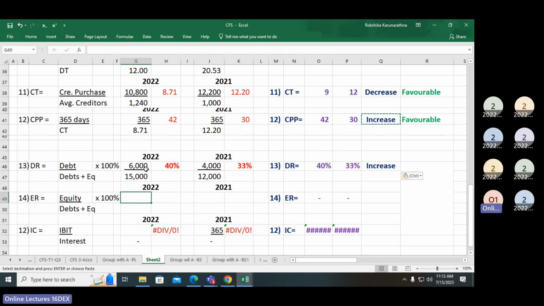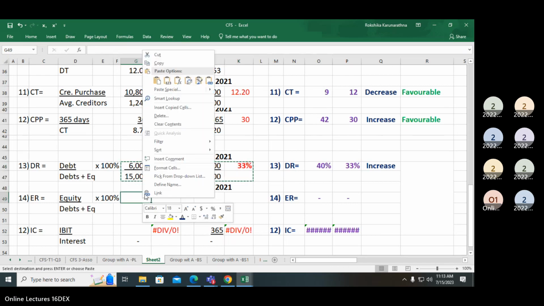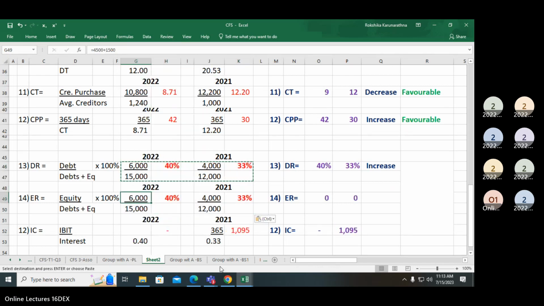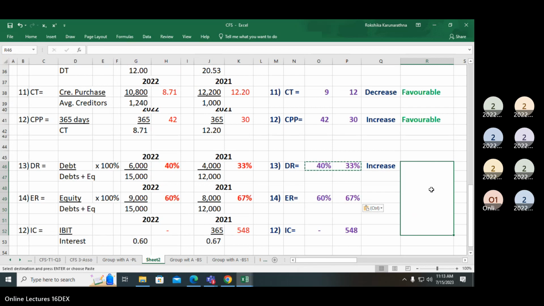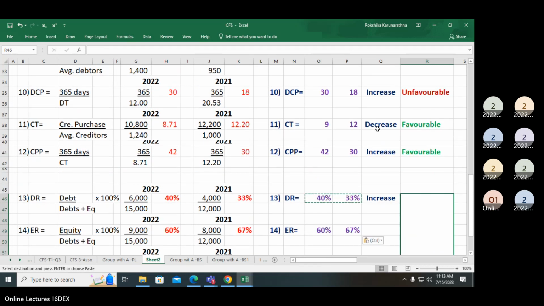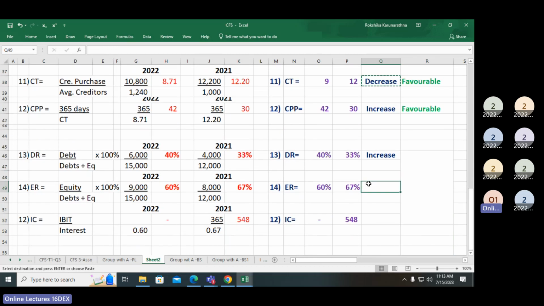Equity ratio is very similar. Equity: current year 9,000, last year 8,000. So you will see that the debt ratio increases and the equity ratio decreases.